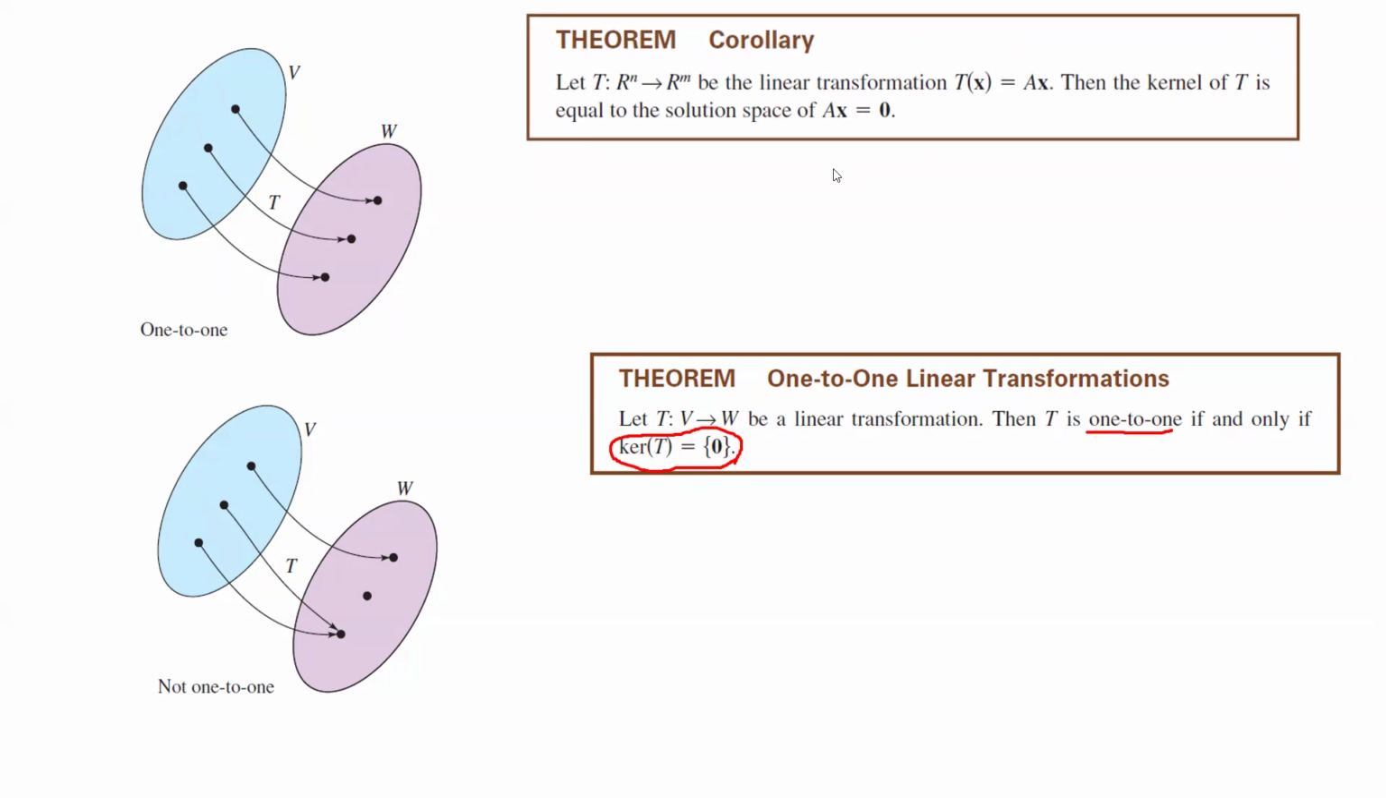Remember that if T from n space to m space is a linear transformation, where Tx is equal to Ax, then the kernel of T is equal to the solution space of Ax equal to 0.